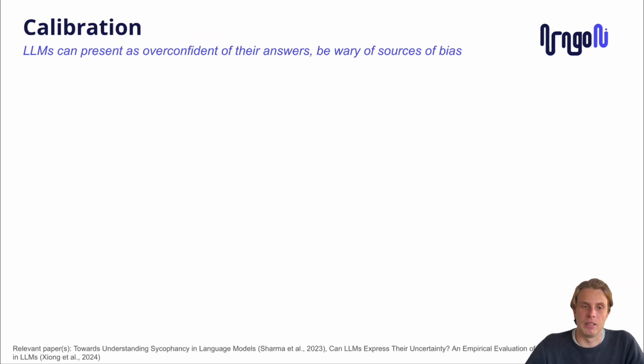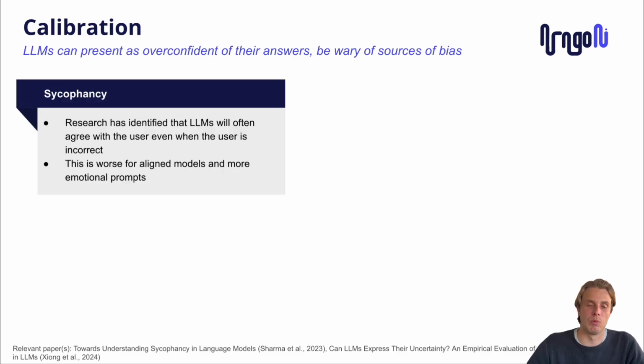Let's now talk about calibration. LLMs can be overconfident in their answers, and we have to be wary of this. One example is sycophancy. Research has identified, and you might have noticed this yourself if you've been using ChatGPT, that if you try to convince the model, or you say, no, I really think it's right, it will often end up just agreeing with you and changing its original answer. This is worse for models that have been heavily aligned based on human feedback. And emotional prompts, so appeals to emotion, can reinforce this issue.